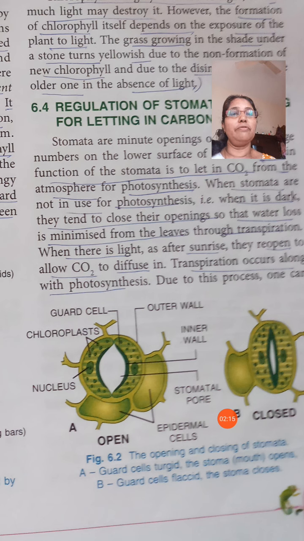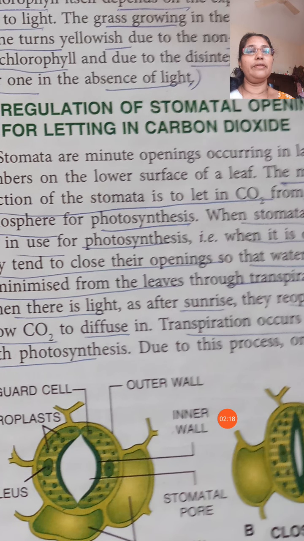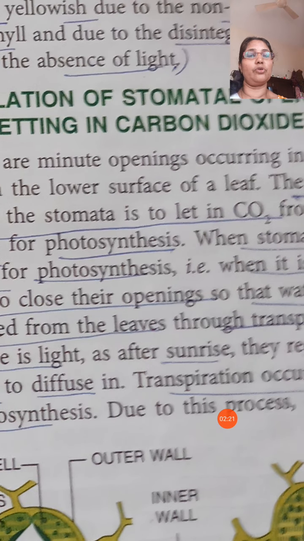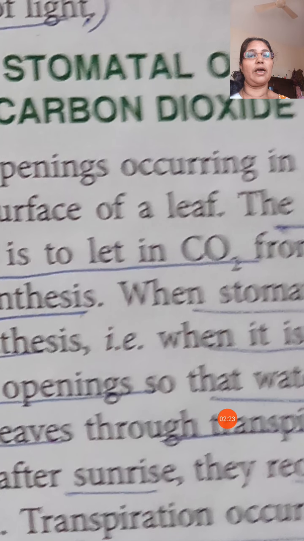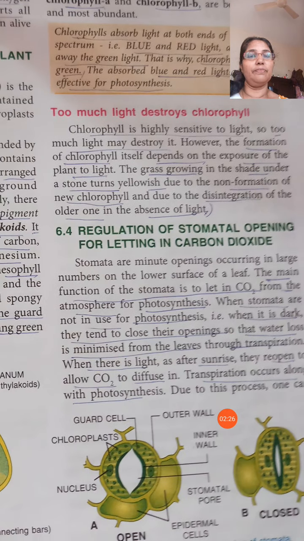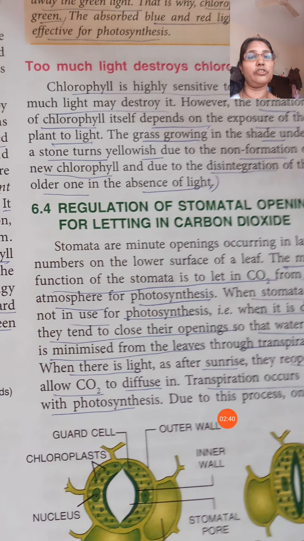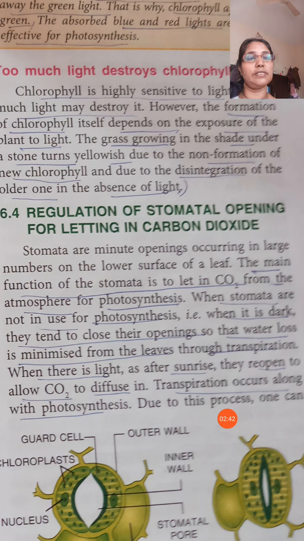Then the main function of the stomata is to let in carbon dioxide. That is the function of the stomata. The main function of the stomata is to allow carbon dioxide, mainly during the daytime for photosynthesis. When it is dark, they tend to close their opening so that water loss is minimized from the leaves through transpiration.